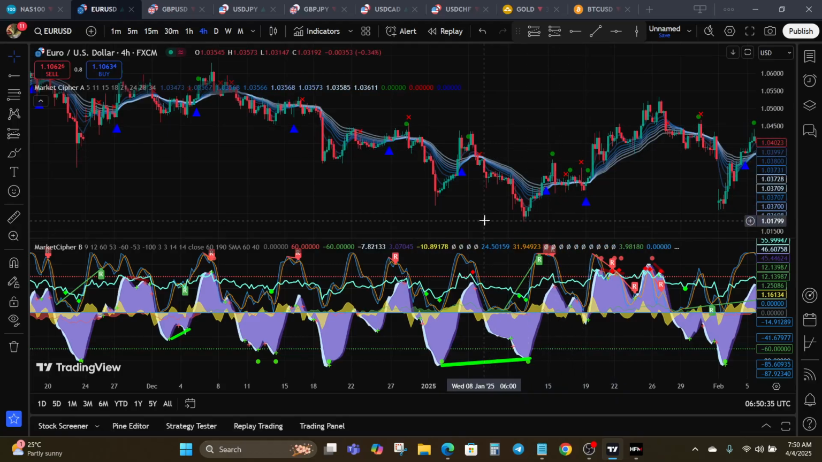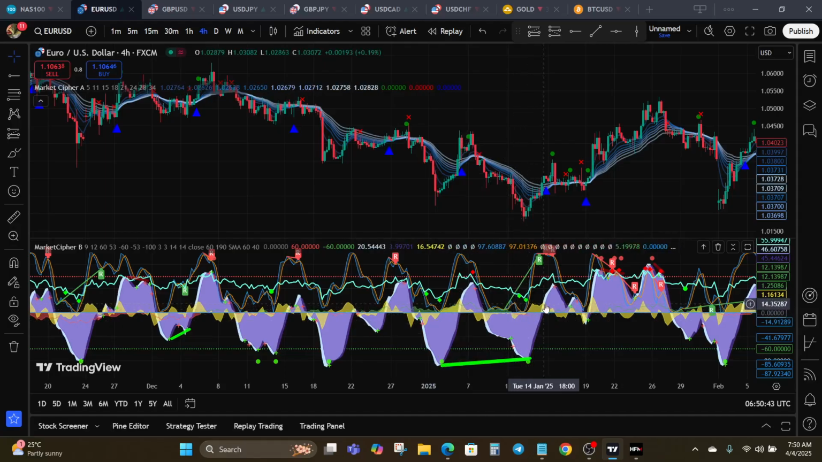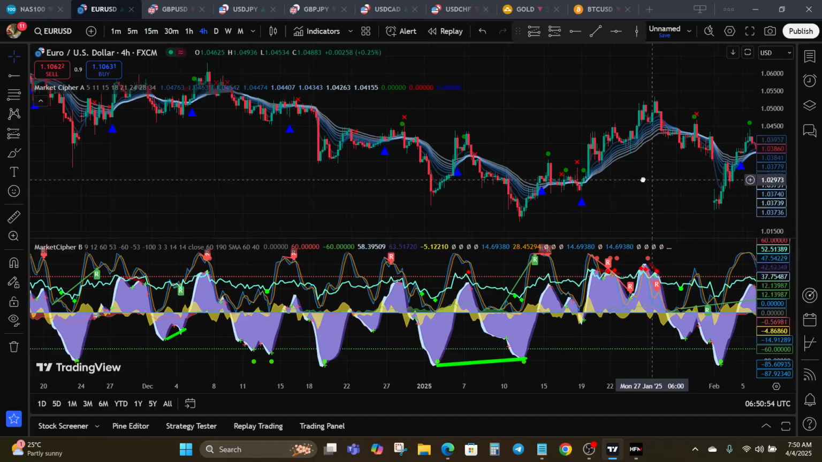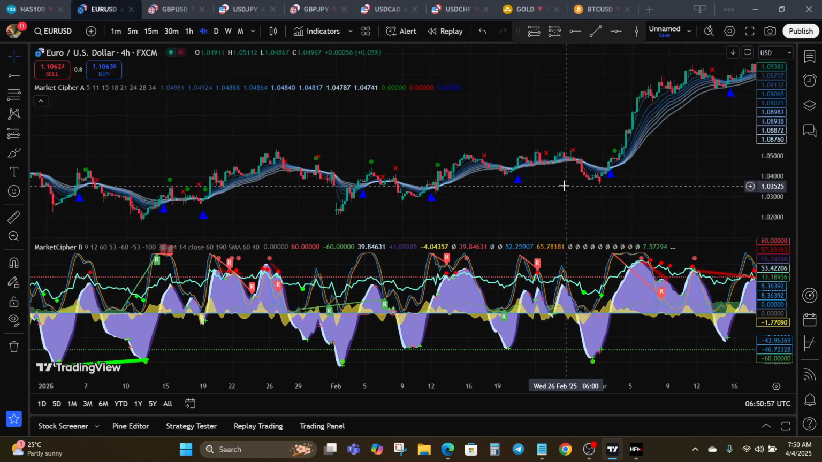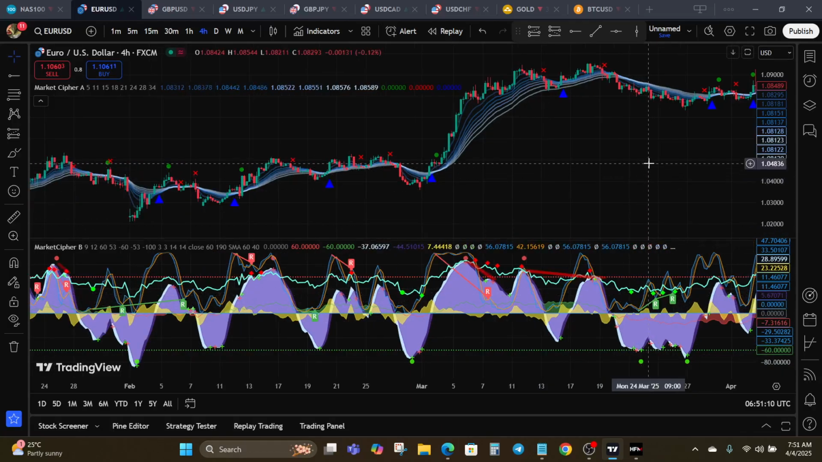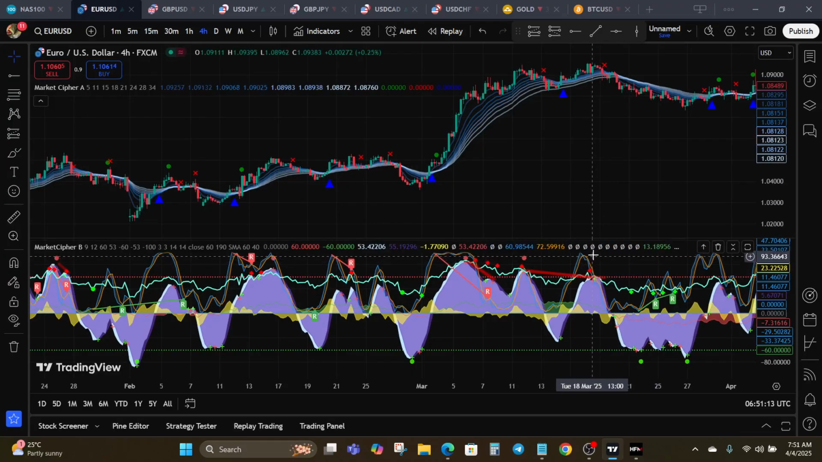On the other hand, the Market Cipher B is your oscillator. It sits below your chart and gives insight into momentum and money flow. It shows you momentum waves, which help spot bullish and bearish divergences. And then, of course, you can also see volume-weighted momentum shifts. And you can see the RSI clusters indicating overbought and oversold conditions, alongside the money flow index, which is key to gauging the market's real strength.